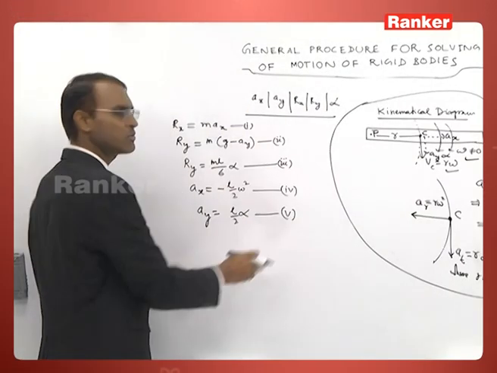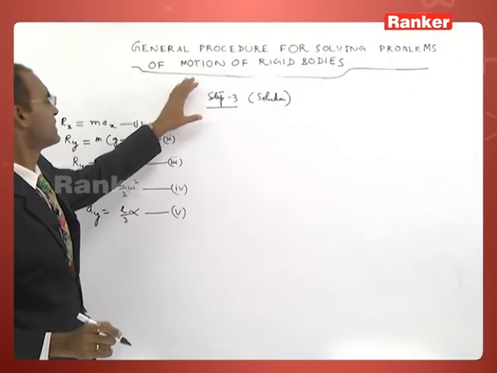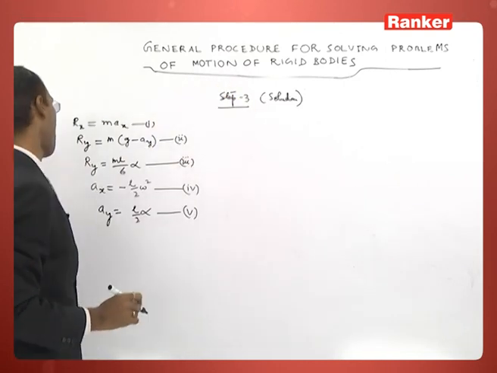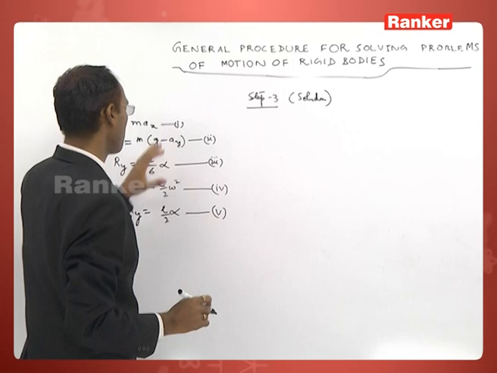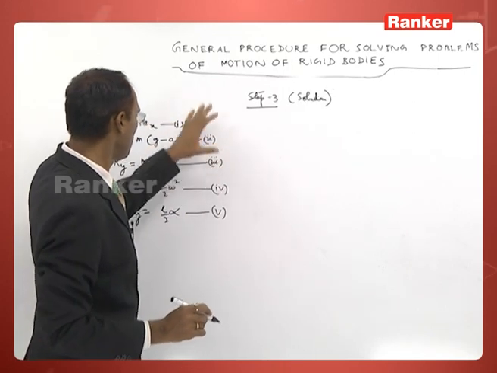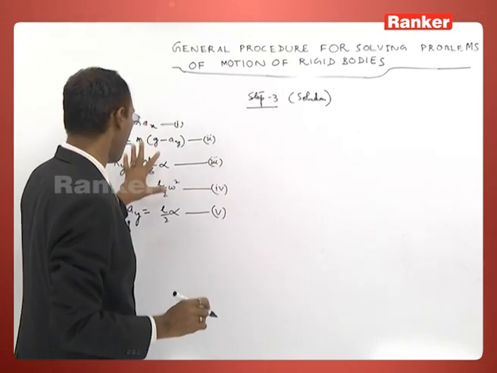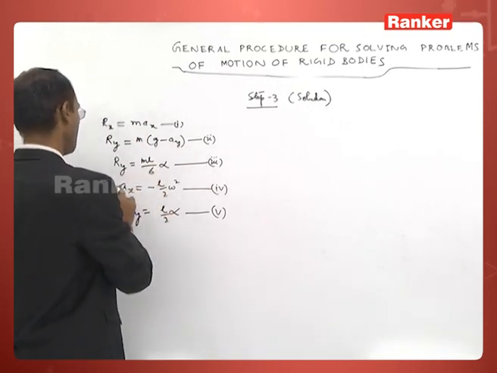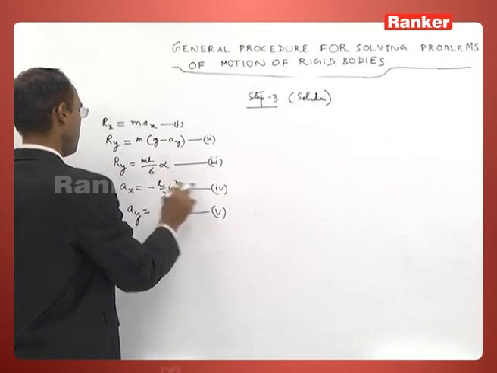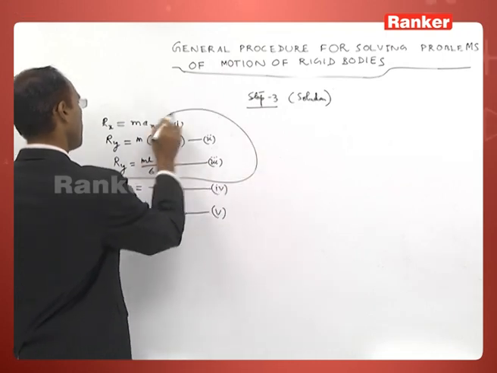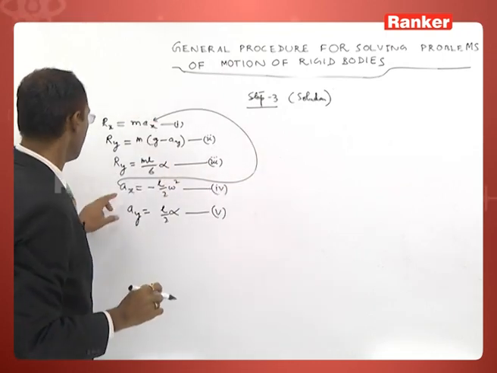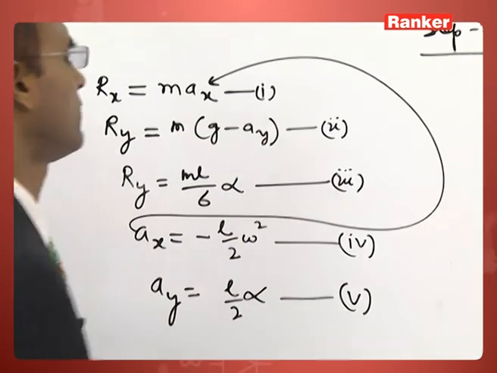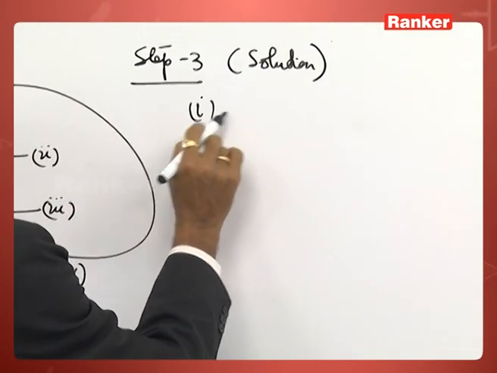Let us solve all these equations. Step 3, we need to solve all these equations. So our physics is over, we just have to apply our mathematical brain to solve all these equations. You can use equation number 4 and equation 1. Substitute the value of Ax from equation 4 in equation 1.